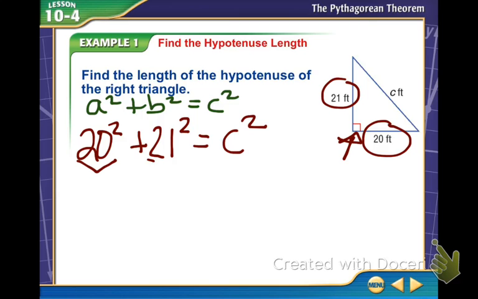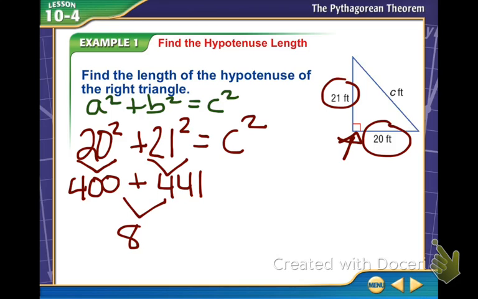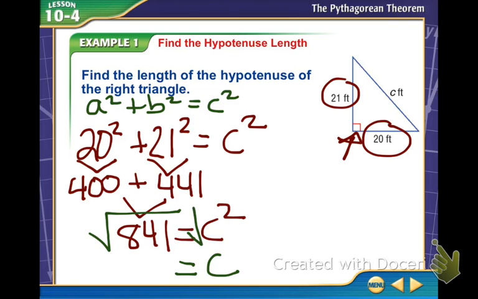Next, you square both of those. 20 squared is 400 and 21 squared is 441. Those two, the sum, is 841. Now that's equal to c squared. But what we really need is just c by itself. So if we square root, the opposite of squaring, if we square root both sides, then we will find the square root of 841 is 29. And that would be the length then of this side of the triangle.